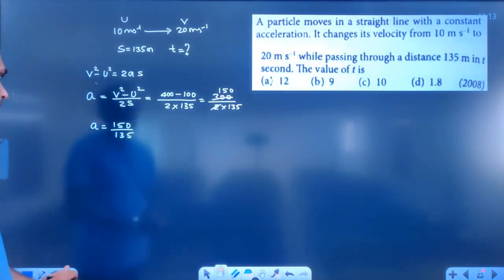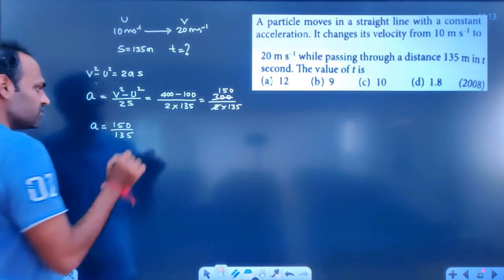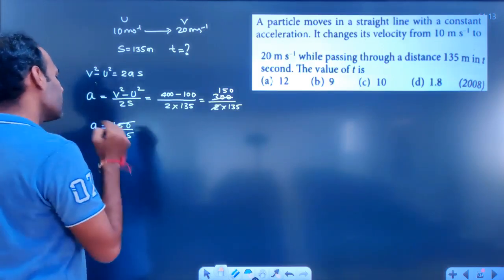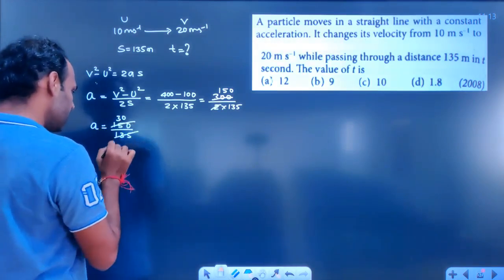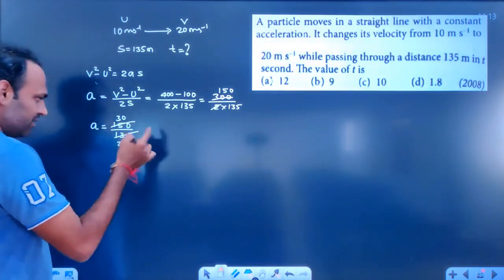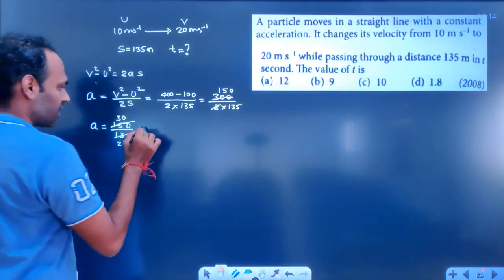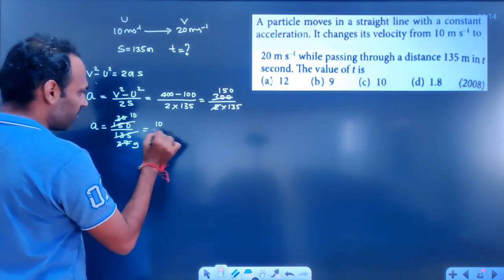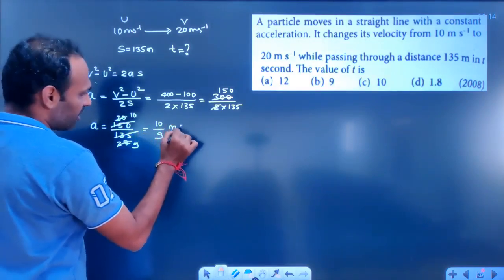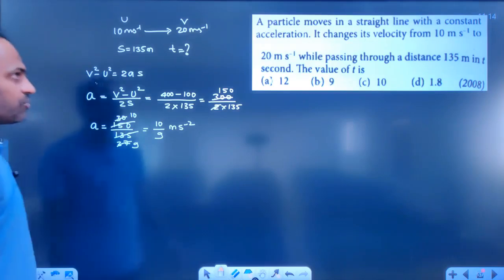150 divided by 135. Okay, can we simplify this? Yes, we can still simplify this. 5 30s will get it, and this will be 5 2s are 10 and 3 9s are 27. So 30 by 27 means 3 10s are 30, 3 9s are 27. So I will get 10 divided by 9 meter per second square. This much is the acceleration.